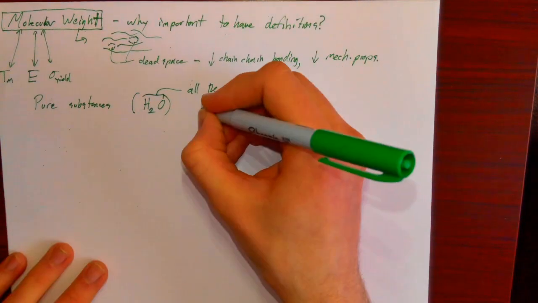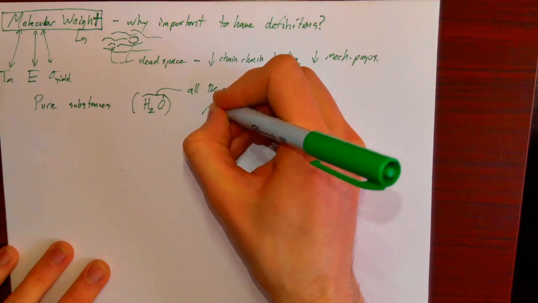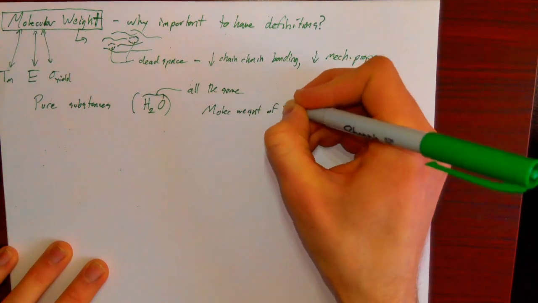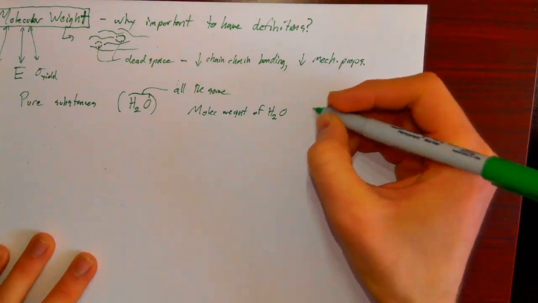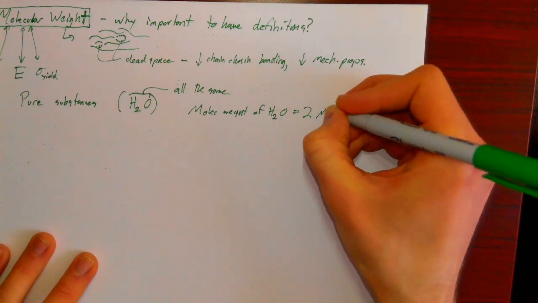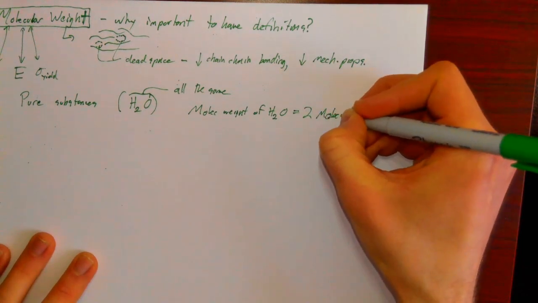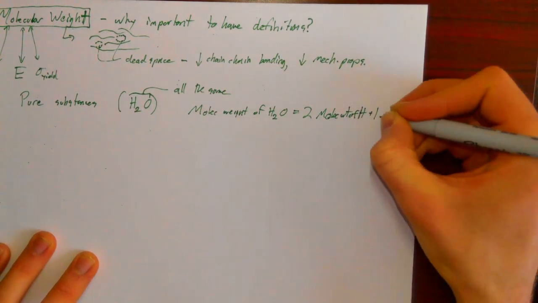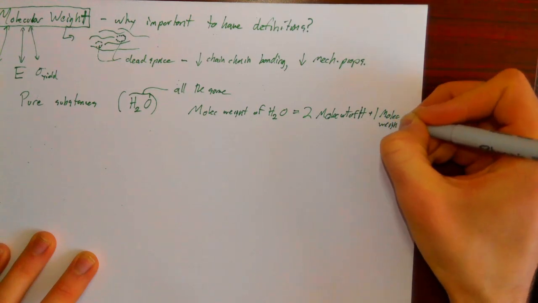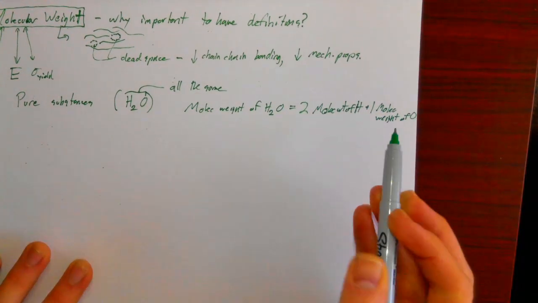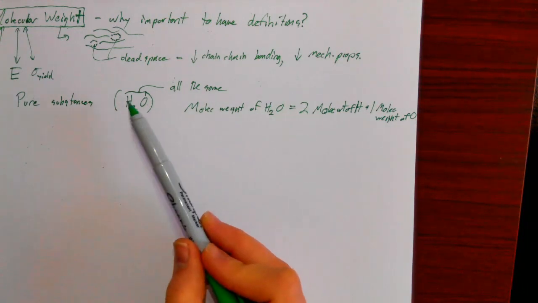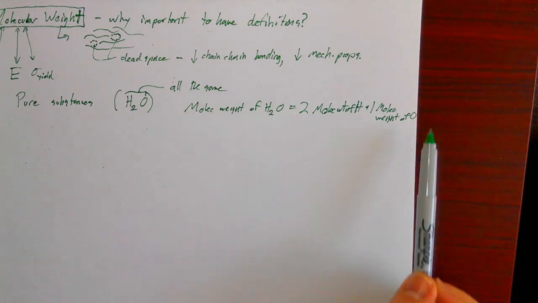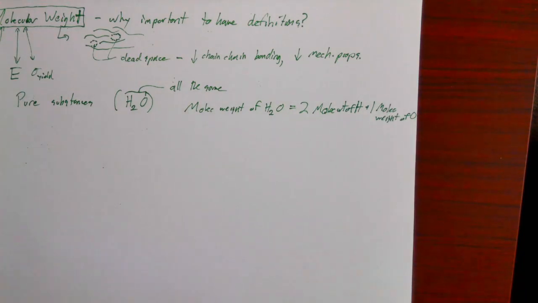So the way you basically calculate the molecular weight of H2O is essentially 2 times the molecular weight of hydrogen plus 1 times the molecular weight of oxygen, right? So we do that. 1 mole of H2O has 2 moles of hydrogen and 1 mole of oxygen. So you add up all of those grams per mole, and you put them all together, right?